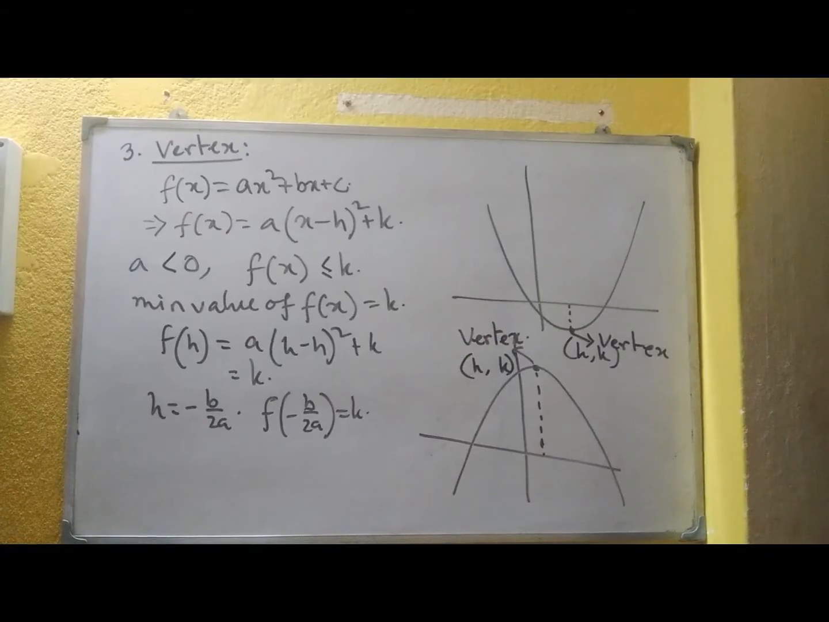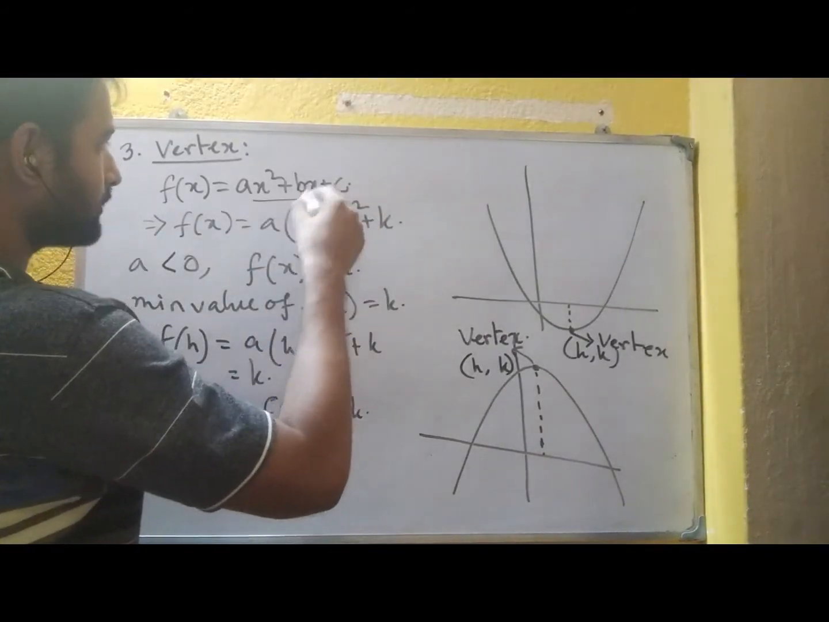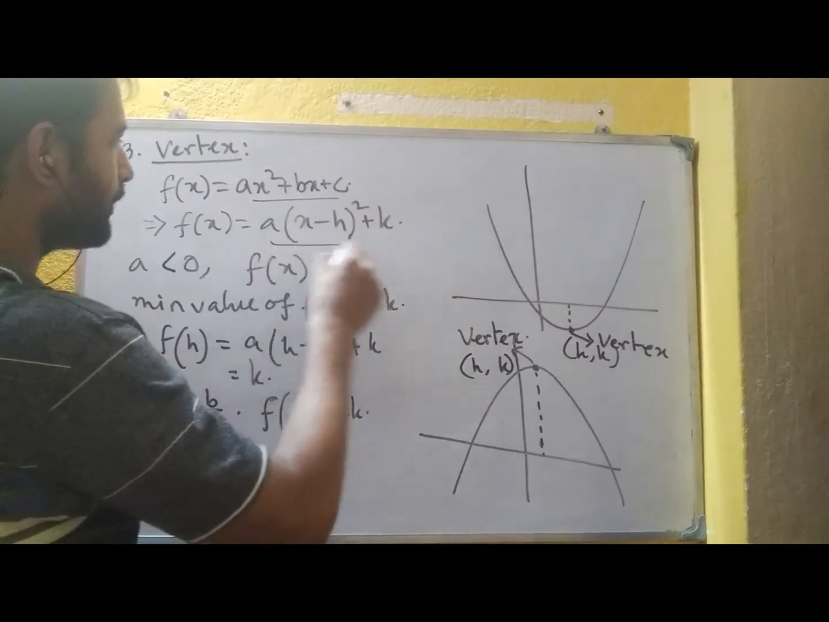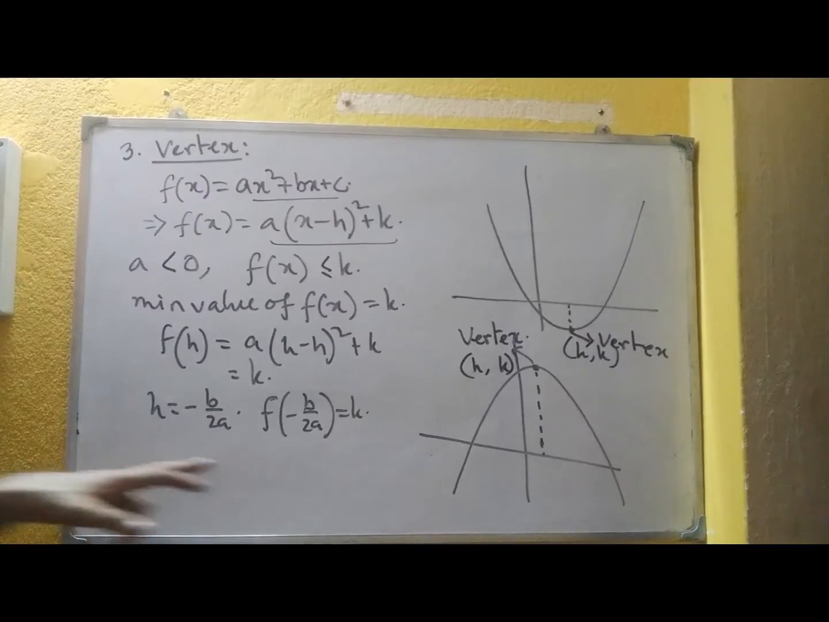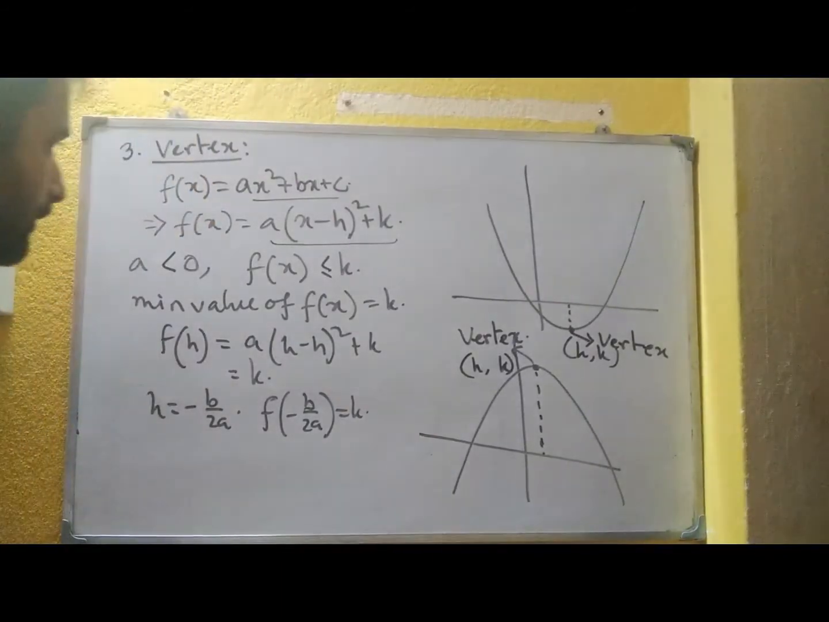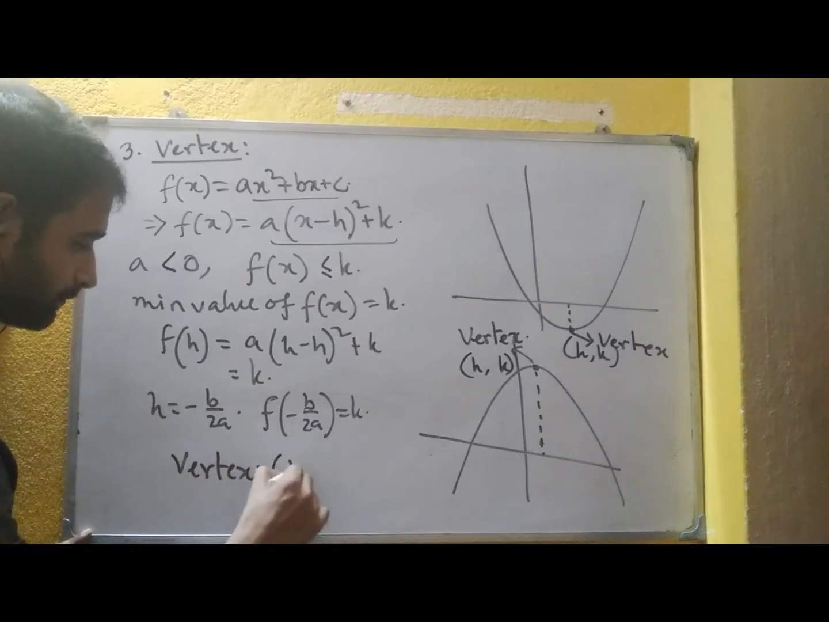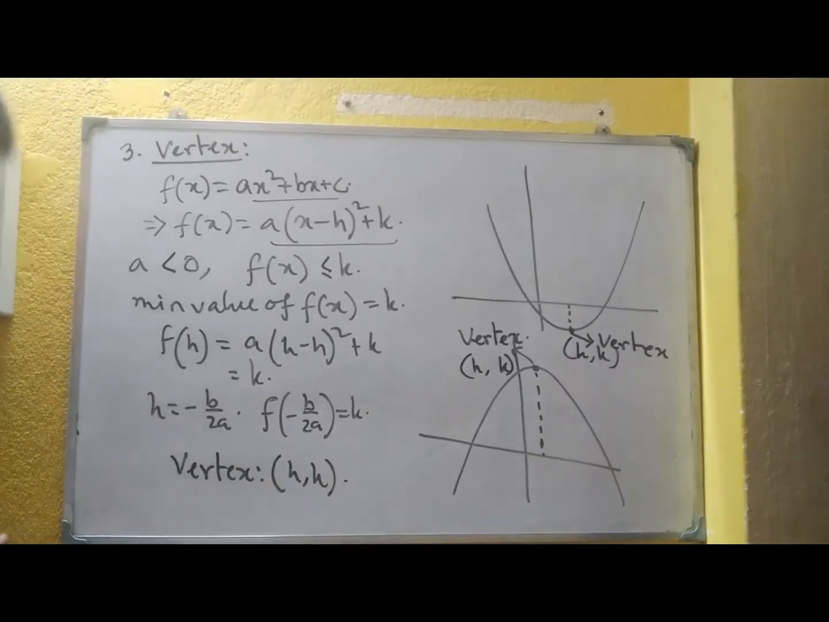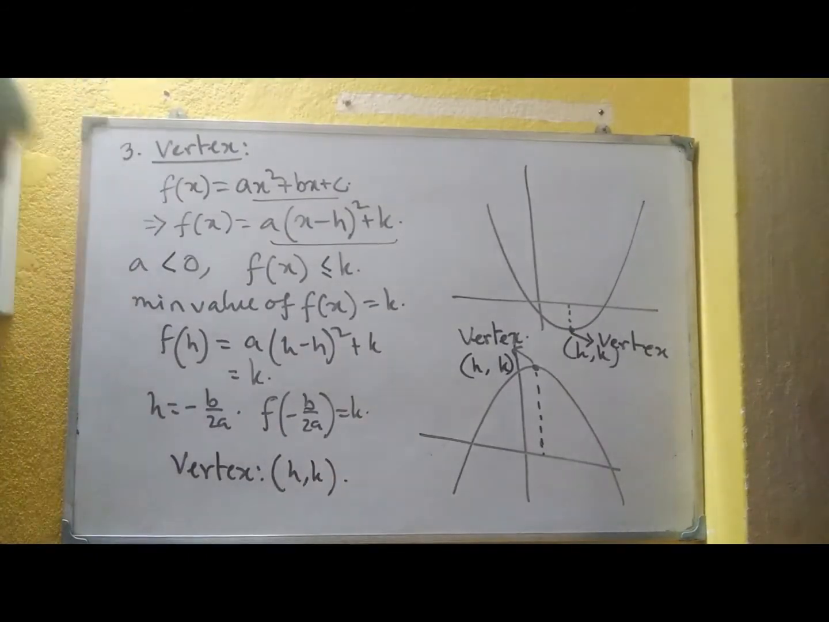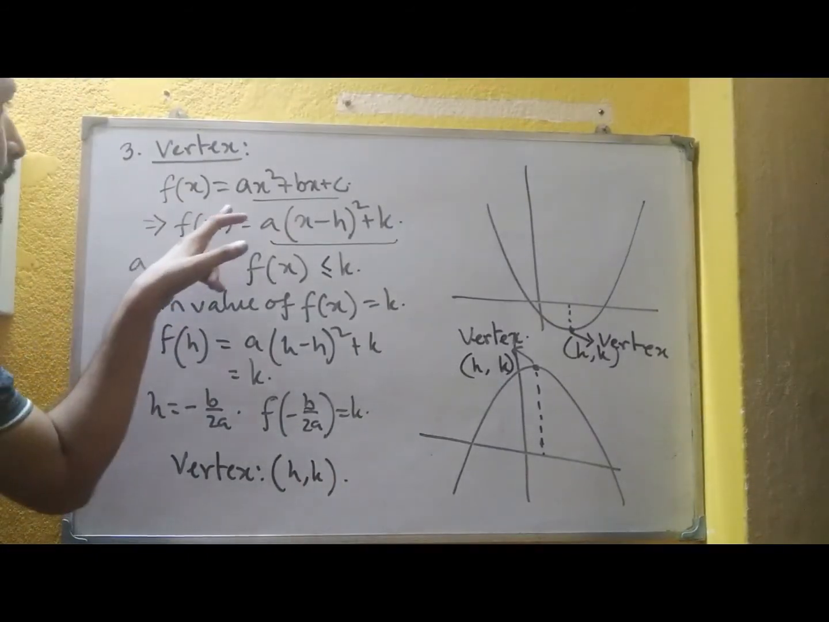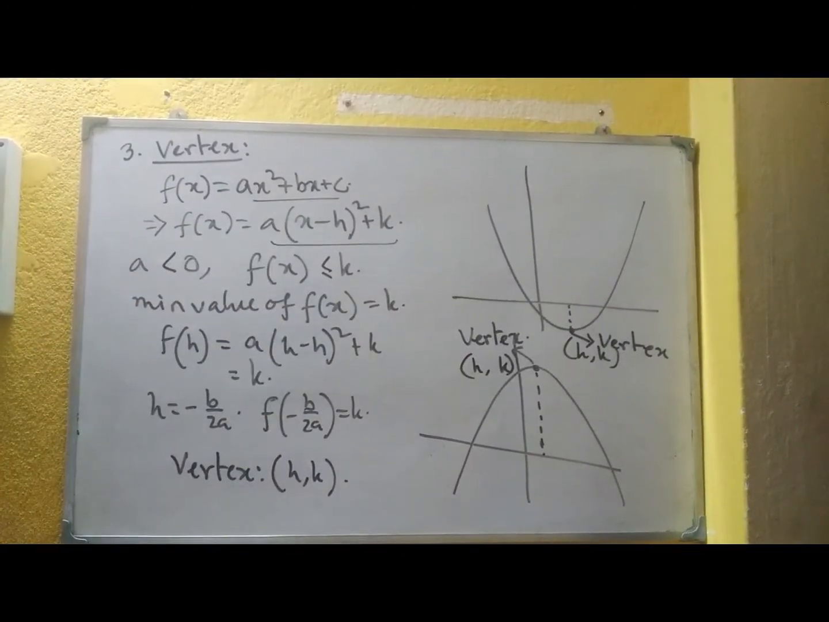Okay. So if you can express the quadratic expression ax square plus bx plus c as a into (x minus h) whole square plus k, then you can realize the vertex will be (h, k). So this is the thing we have to realize here. Every time we are trying to draw the graph of this expression, we have to express f(x) as a into (x minus h) whole square plus k.